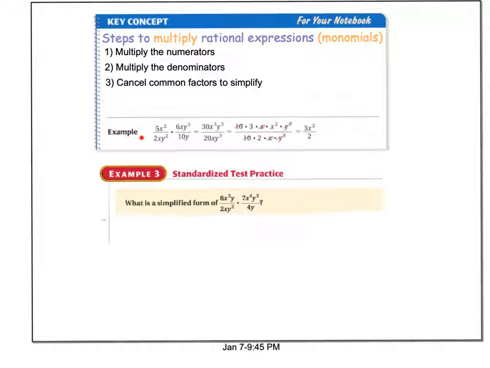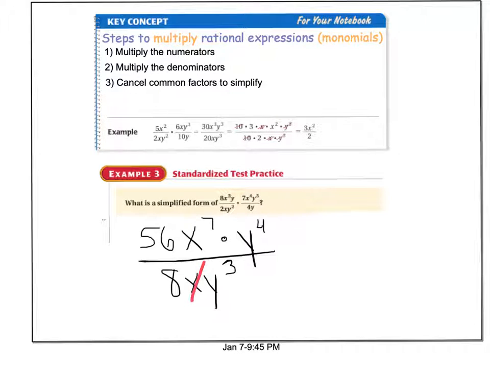Let's do example 3 together. I have one rational expression times another rational expression. Step 1 is to multiply the numerators together. Step 2 is to multiply the denominators together. Step 3 is to cancel common factors using your exponent rules.